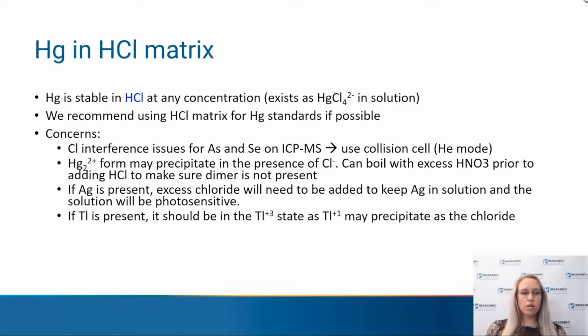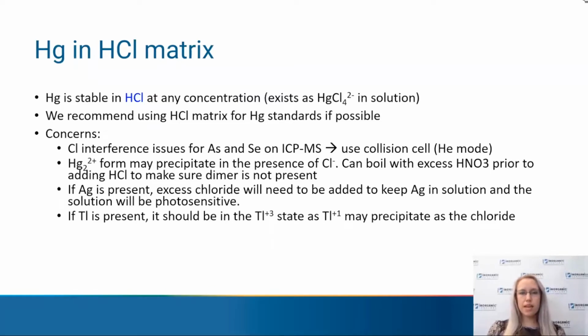Another concern is that if you do have that dimer present and you add the chloride, that chloride is going to cause precipitation of the mercury or disproportionation of the dimer into the metallic form. So you want to make sure that if you think you may have the dimer present or there's a potential it could be present, you do boil that with excess nitric prior to adding your hydrochloric acid, and then you should be fine.